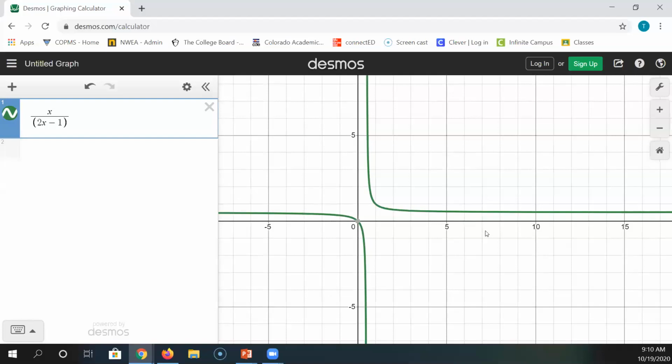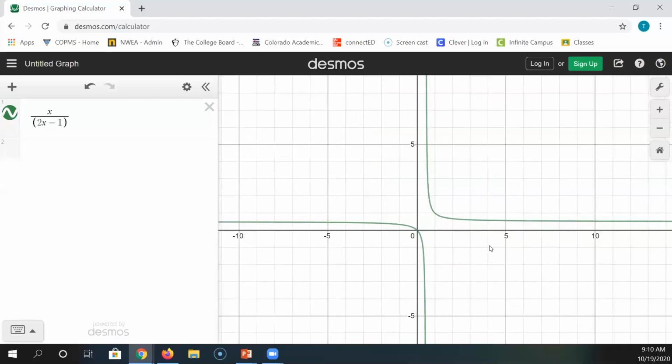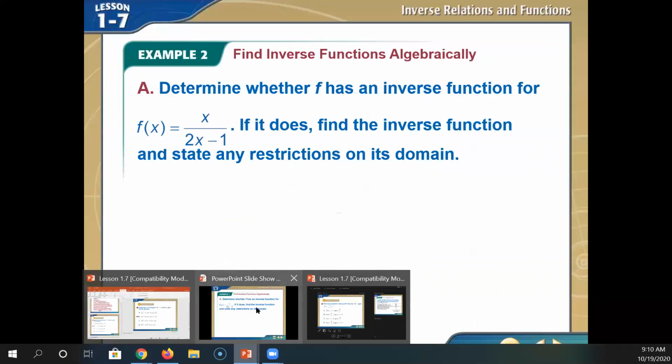So this one does pass the horizontal line test. And once again, graphing is an estimation. Don't be afraid to use the trace function. It never levels out. So yes, this one passes the horizontal line test.